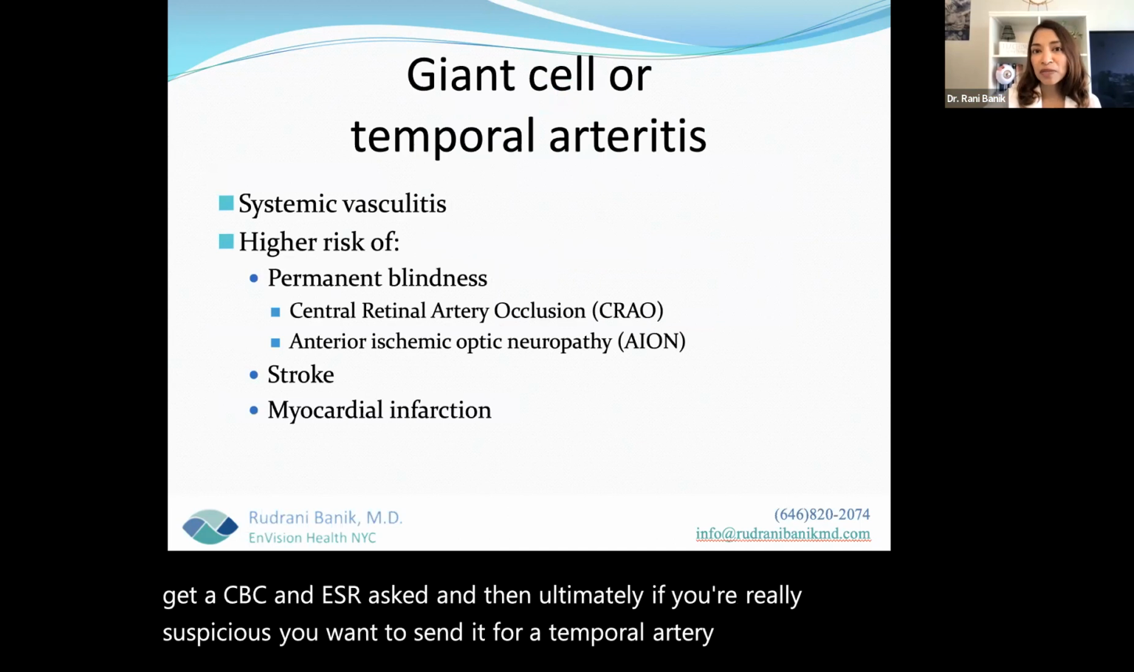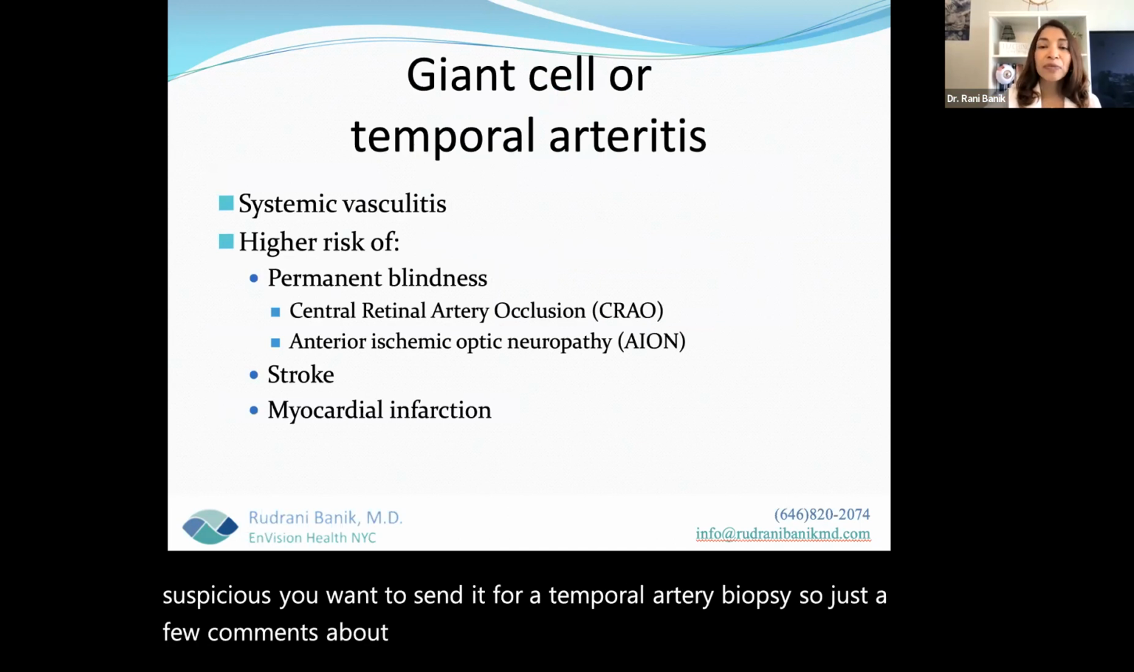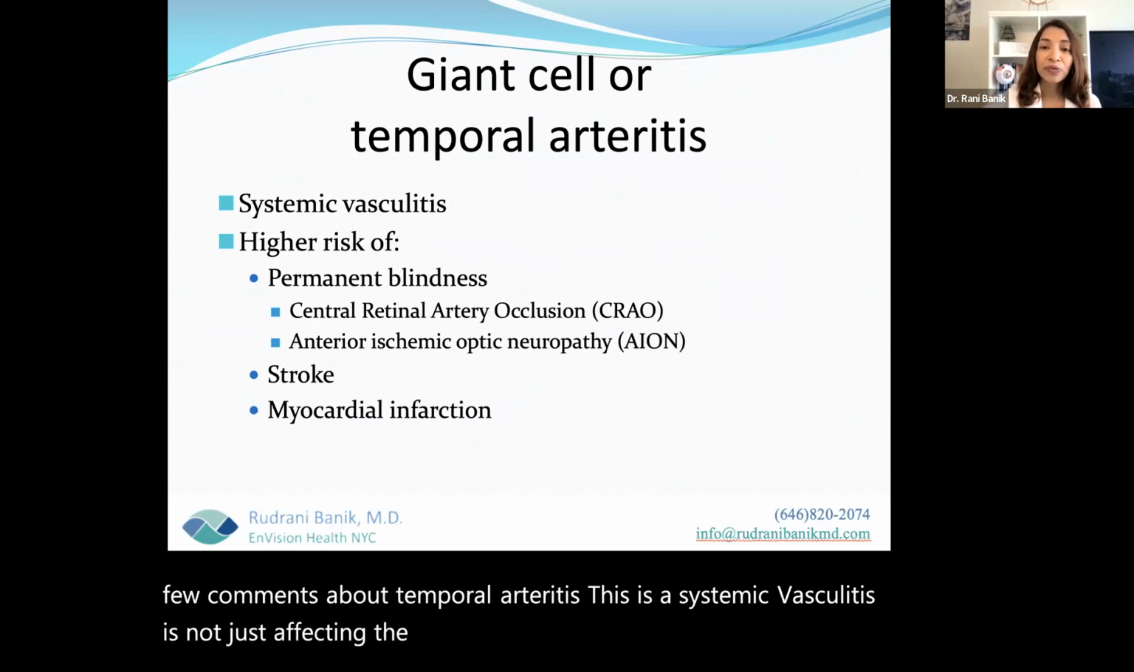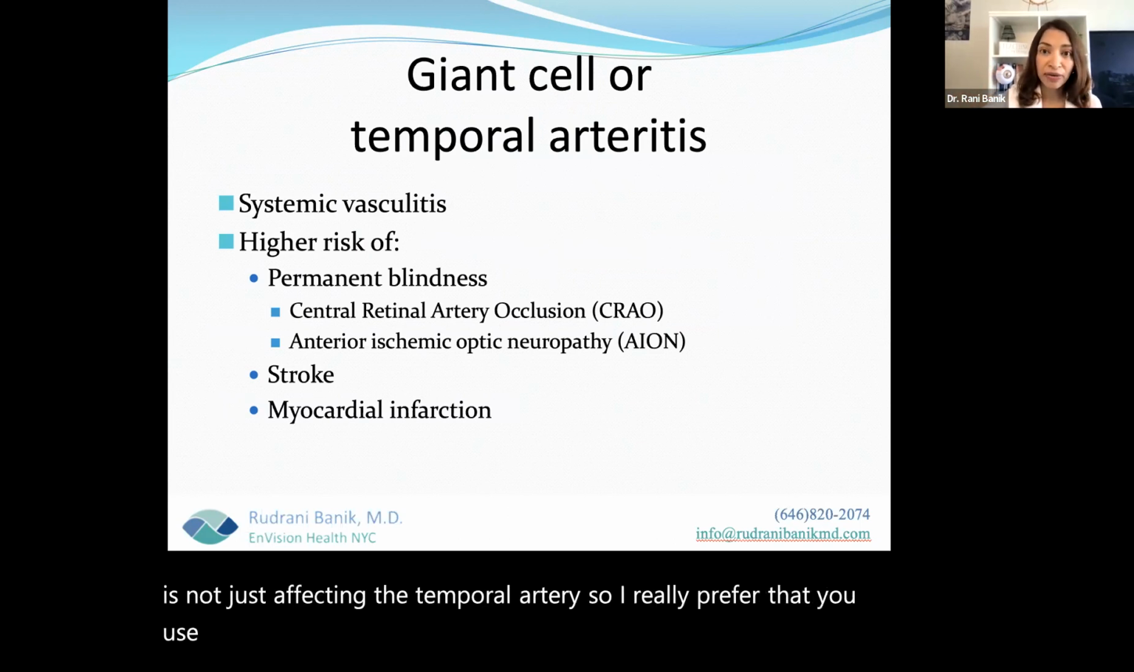So just a few comments about temporal arteritis. This is a systemic vasculitis. It's not just affecting the temporal artery. So I really prefer that you use the term giant cell arteritis.